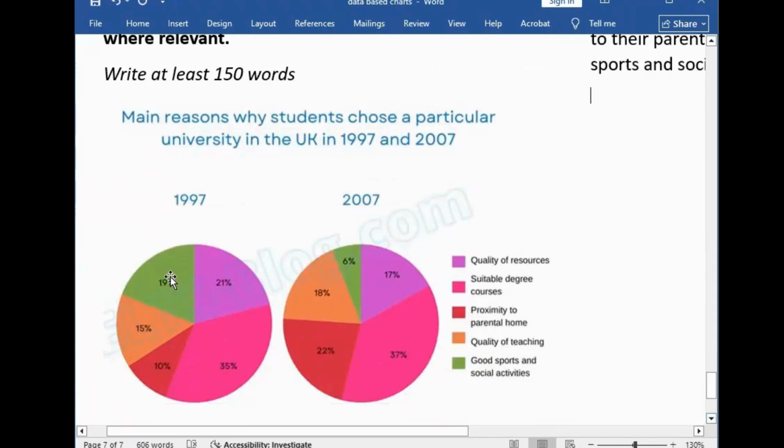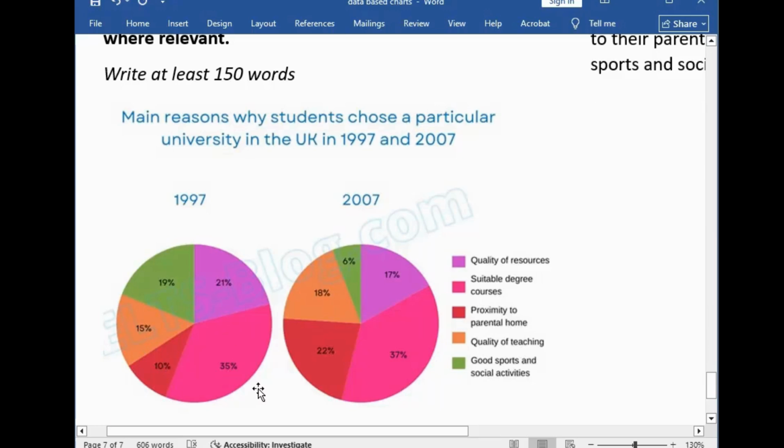Let's start with the green one. The green one reduced. Green represents good sport and social activities. The purple one, I think this is purple, whatever. Quality of resources, it reduced. What of the next one? 35, 37, this one increased. That's suitable degree courses. The next one, color red, it increased. Orange increased. So pink, red, orange increased. Okay?